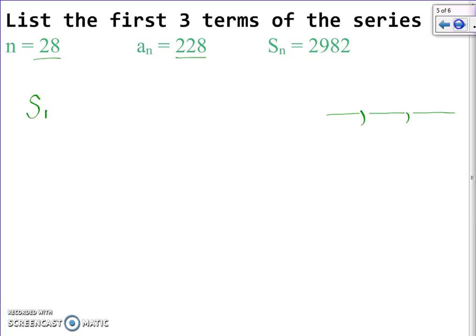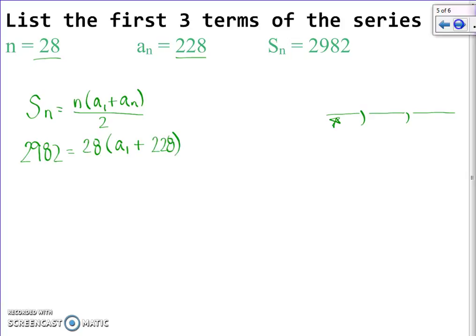So we're going to start with the formula. And we're going to put in what we do know so that we can solve for what we don't know. So they told us the sum. We know the number of numbers is 28. We don't know the first term, so that's what we're going to figure out, which will help us because that's what we want right here. And then we know the last one is 228 divided by 2.